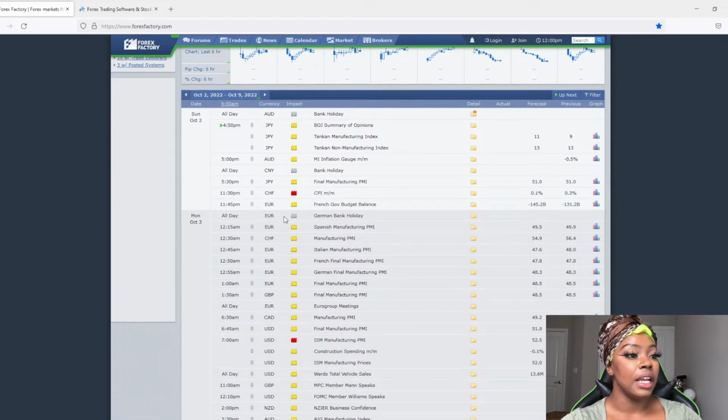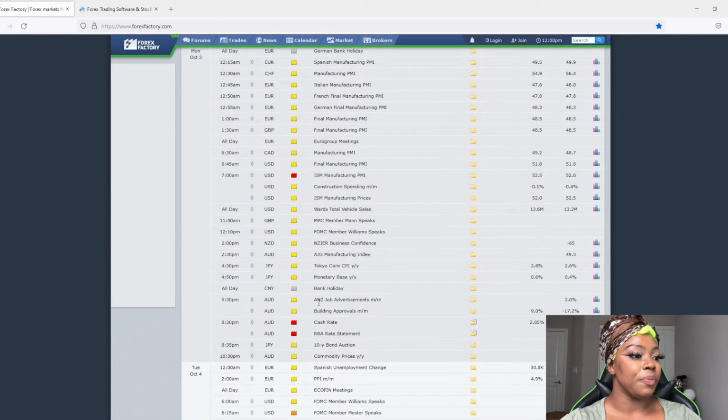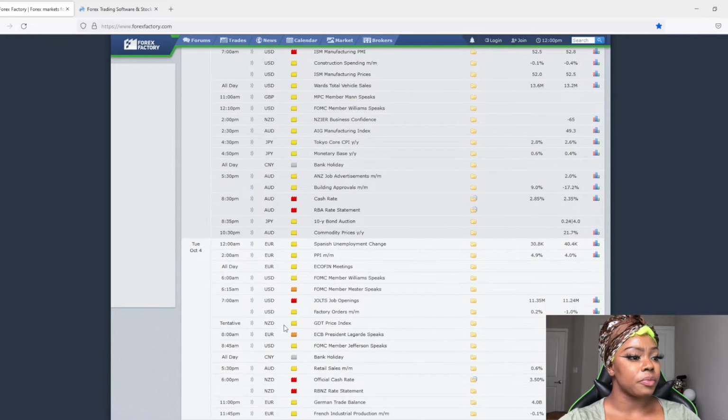Tomorrow, Monday, we have a German bank holiday. At 7 o'clock a.m. for the US dollar, we have the ISM manufacturing PMIs. Again, these are data points to gauge how well the manufacturing side of the economy is doing. At 8:30 for the Australian dollar, we have the cash rate and the cash rate statement. That's going to be big. That's going to cause major volatility, so be on the lookout for that if you're trading any Aussie dollar pairs.